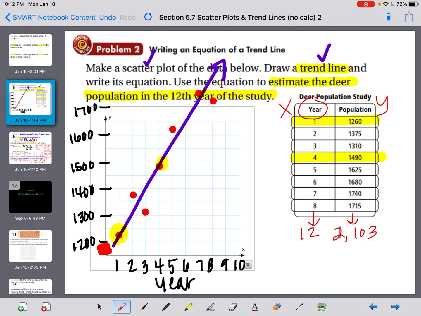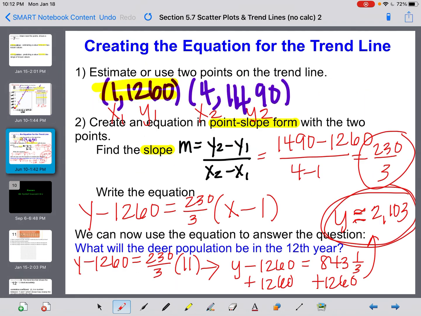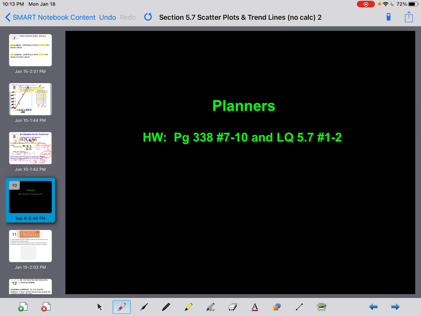That's called extrapolation because I used the information that I had to estimate something outside of my data. All right, you should be able to complete page 338, numbers 7 through 10, and lesson quiz numbers 1 and 2.